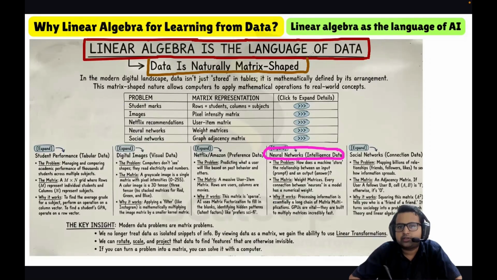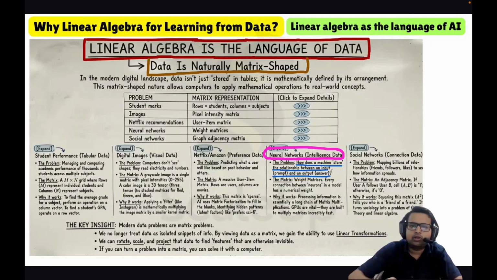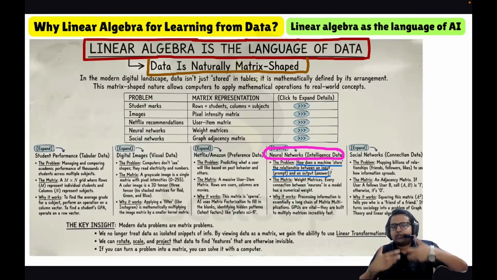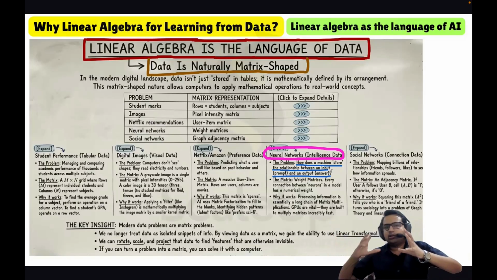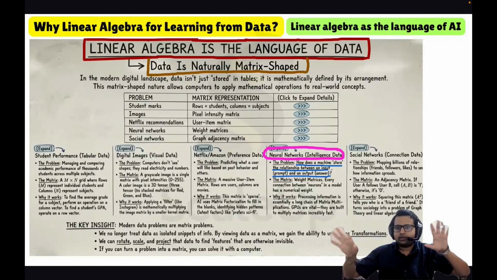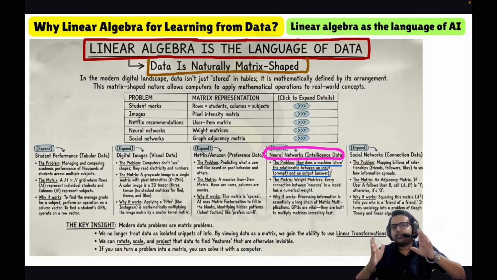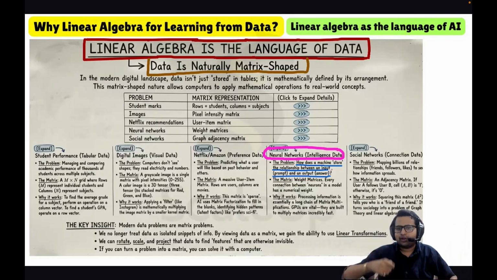In neural networks, the problem is: how does a machine store the relationship between an input and an output? Because the idea is that a neural network is supervised learning. We know both the input and the output. We give input to the neural network and it learns the pattern. It learns the relationship between the input and the output. It predicts the unknown function which can transform our input to an output. Neural network learns the relationship.